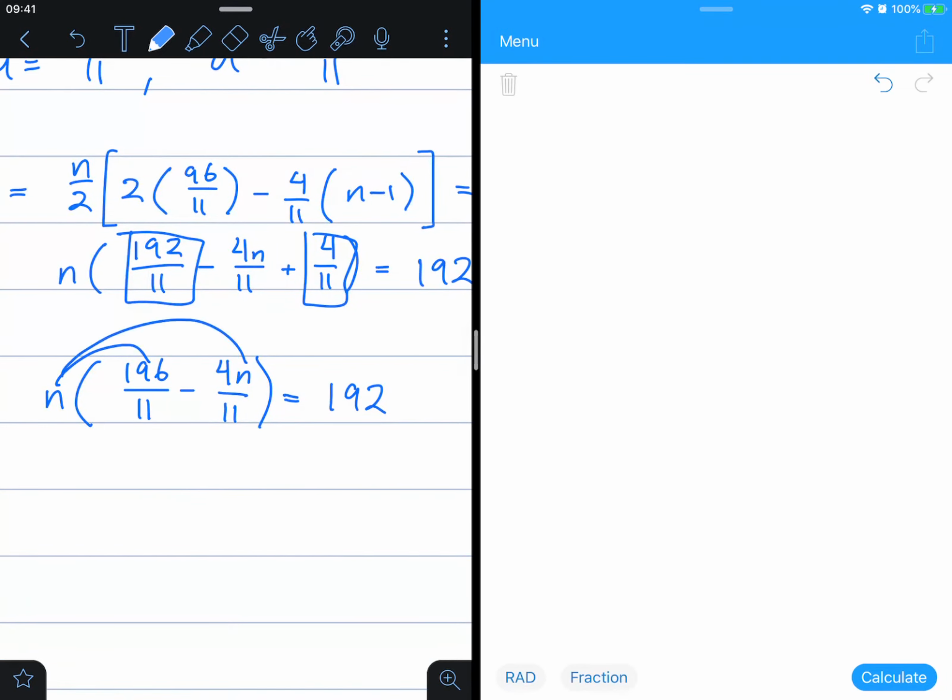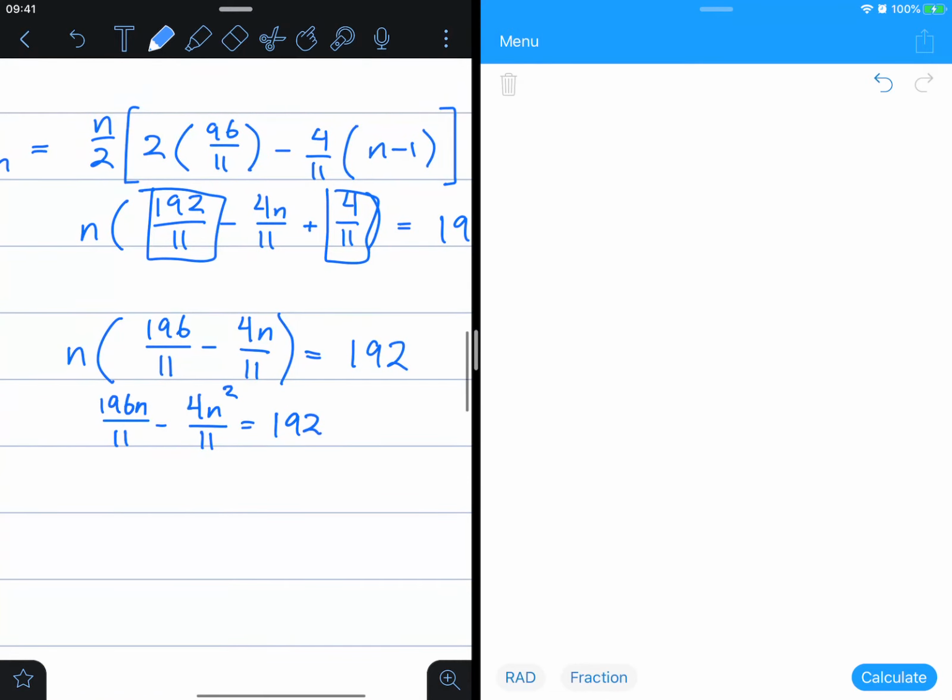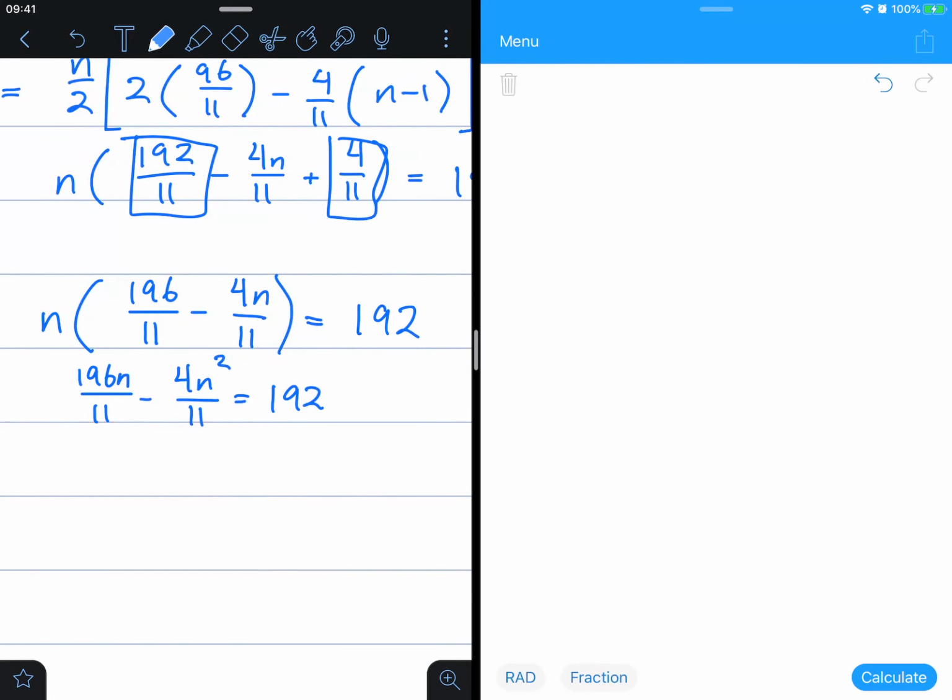Expanding this, n, we get 196n over 11 minus 4n squared over 11 equals 192. I'm going to multiply everything by 11 to get rid of these fractions. So we get 196n minus 4n squared equals 192 times 11 is 2112.